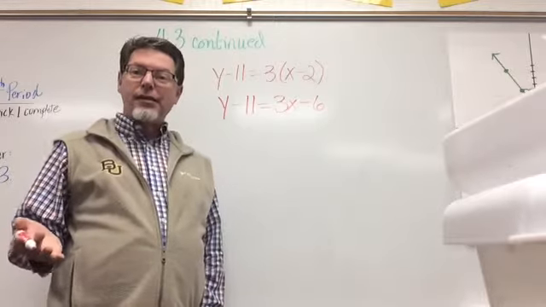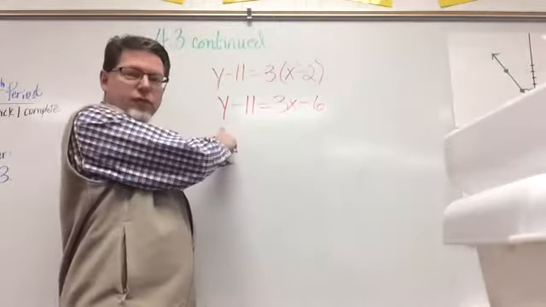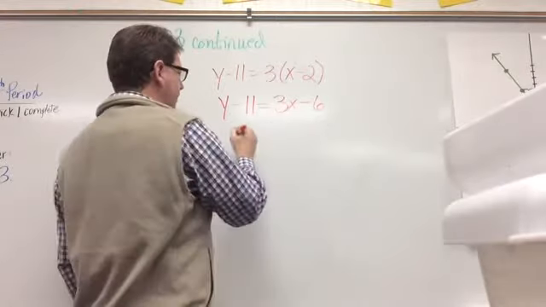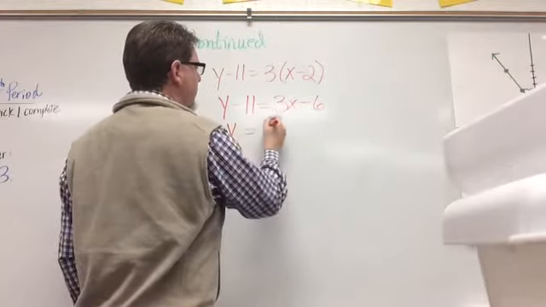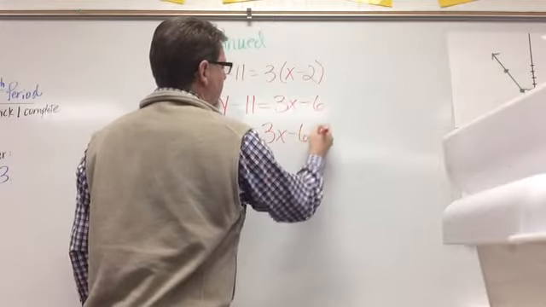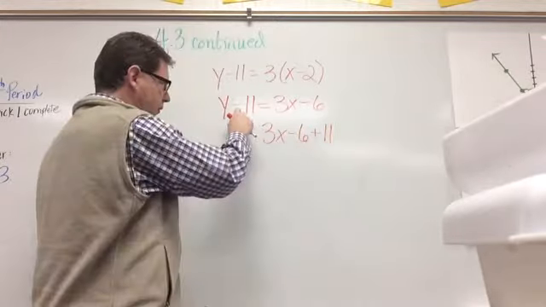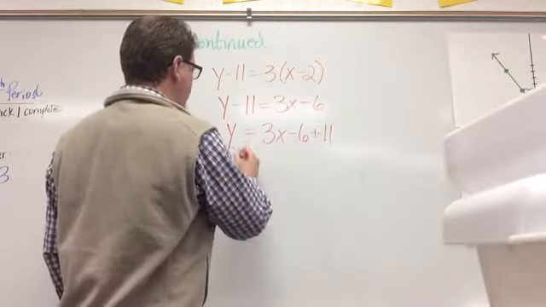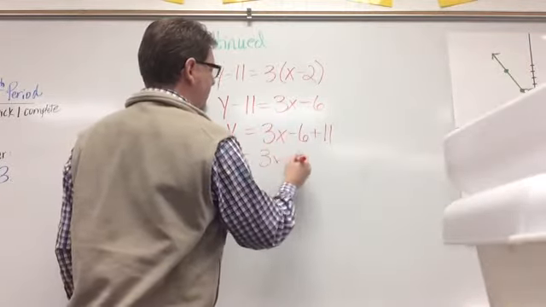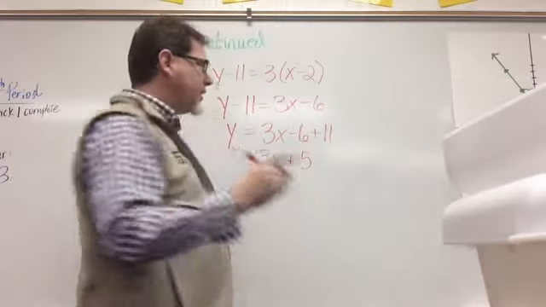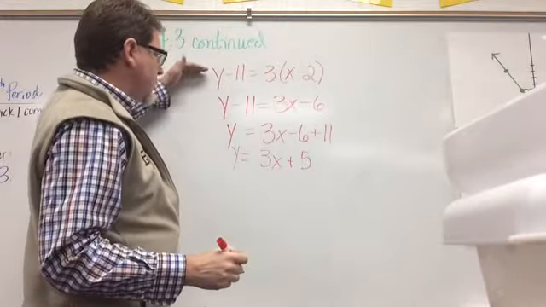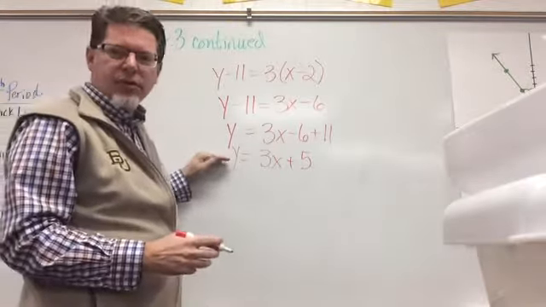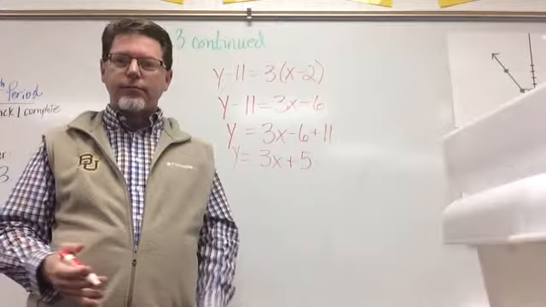Now I've got to get y by itself. Thankfully the coefficient of y is 1, so I don't have anything to do there. I'm just going to move the negative 11 to the other side. So I have y equals 3x minus 6 plus 11, because remember, when you move a negative to the other side, it becomes a positive. So then my final answer is y equals 3x plus 5. So that is y minus 11 equals 3 times the quantity of x minus 2 in slope-intercept form. I just solved for y.